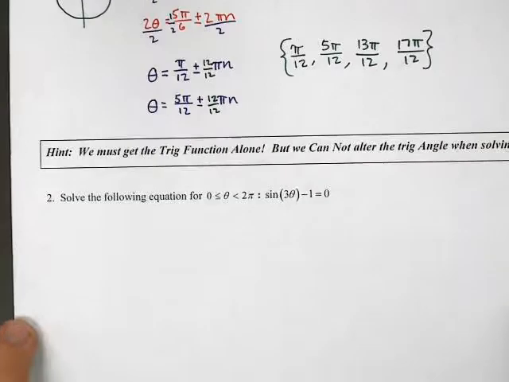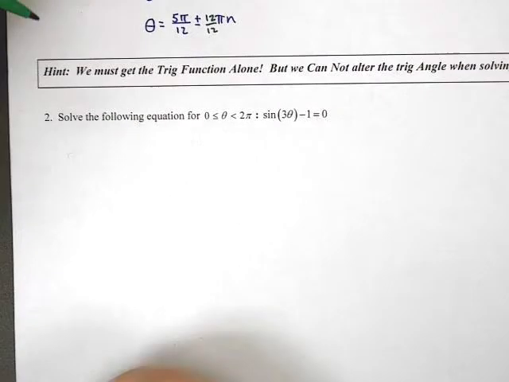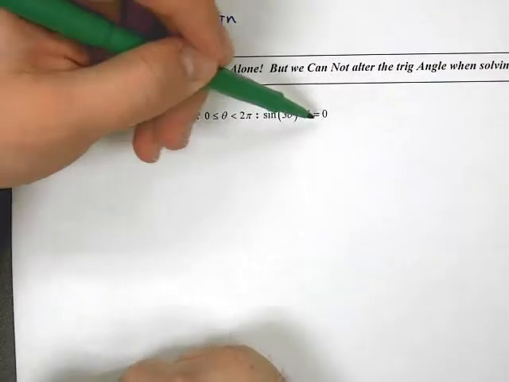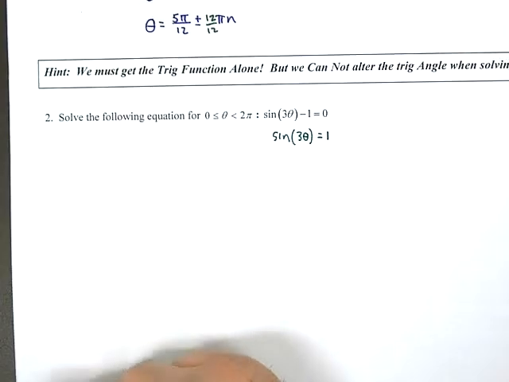All right, let's try another. I take a look. I see I have sine 3 theta minus 1. All right, so I can rewrite this as sine 3 theta equals 1. This is great.